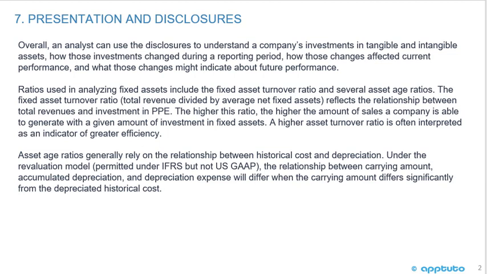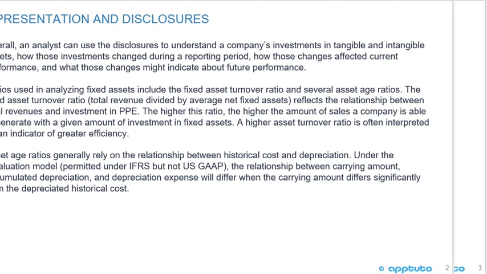Asset age ratios generally rely on the relationship between historical cost and depreciation. Under the revaluation model, permitted under IFRS but not under US GAAP, the relationship between carrying amount, accumulated depreciation, and depreciation expense will differ when the carrying amount differs significantly from the depreciated historical cost.